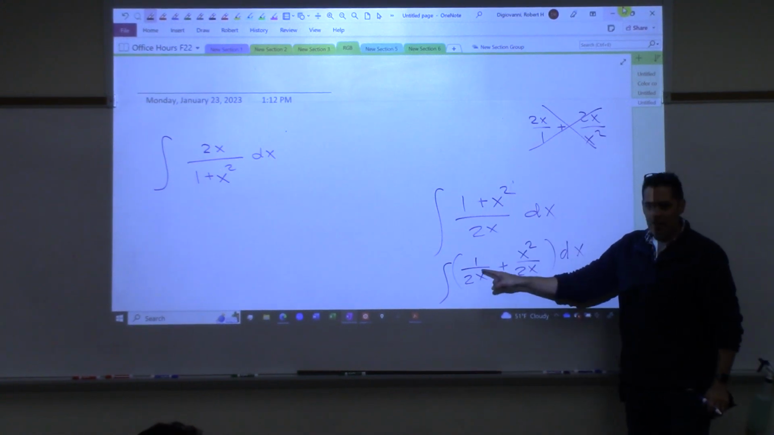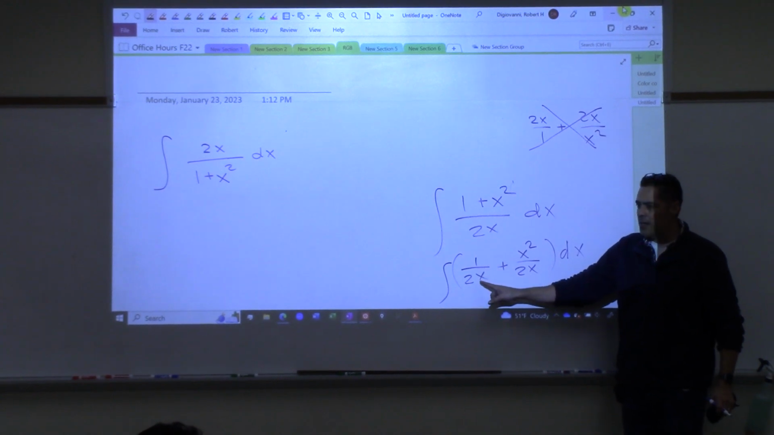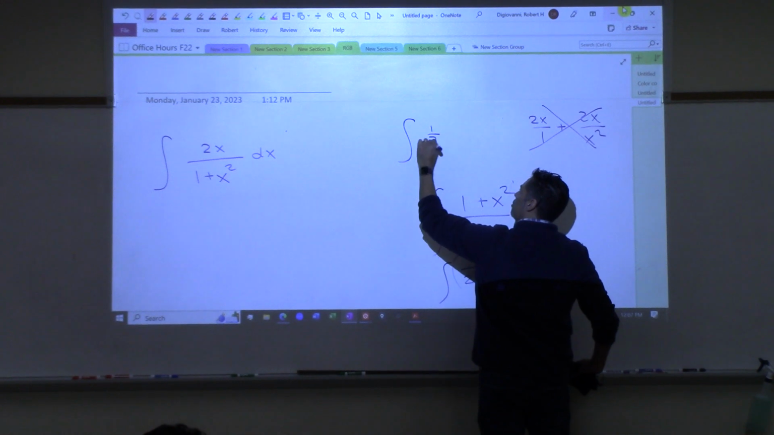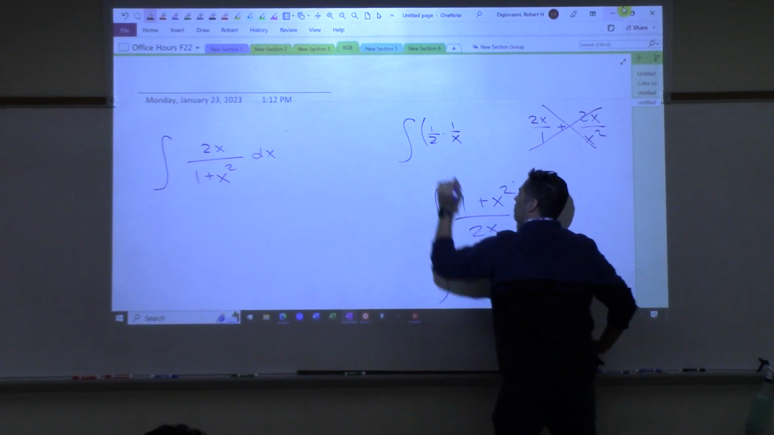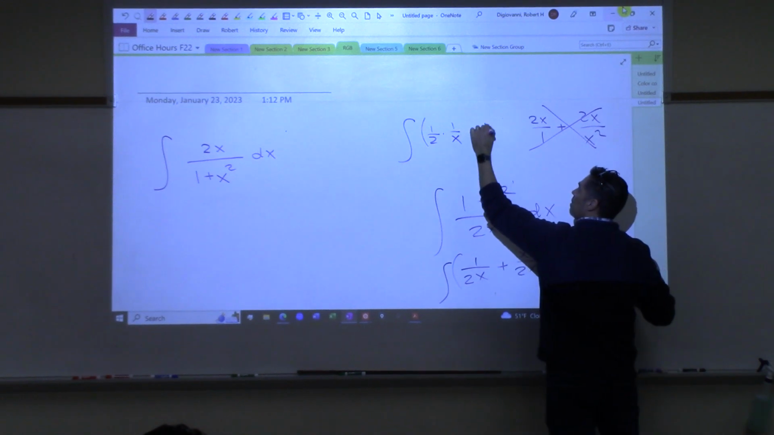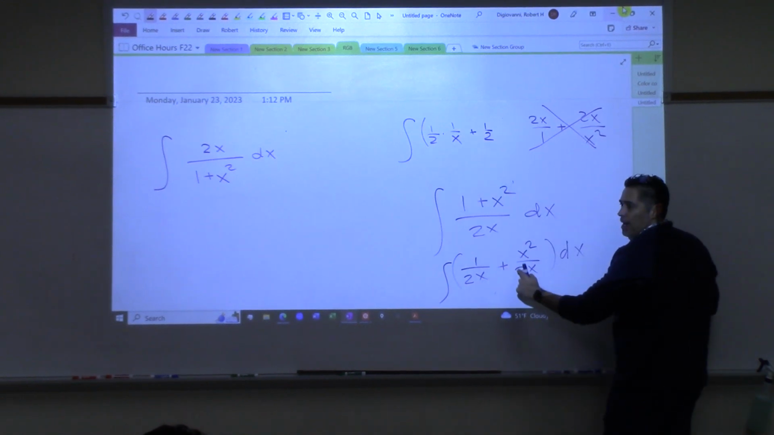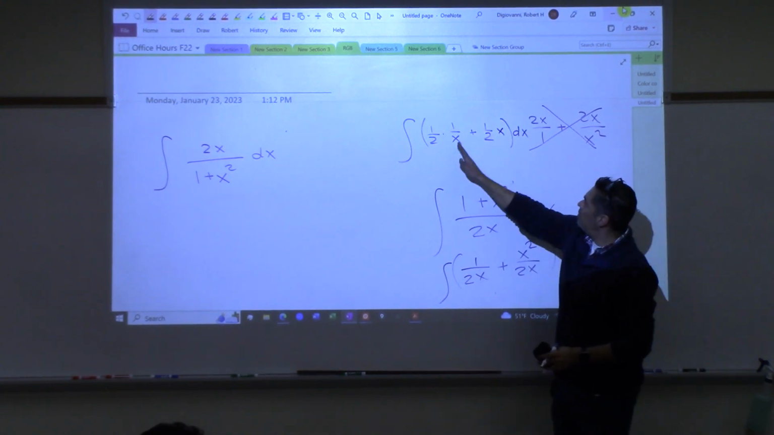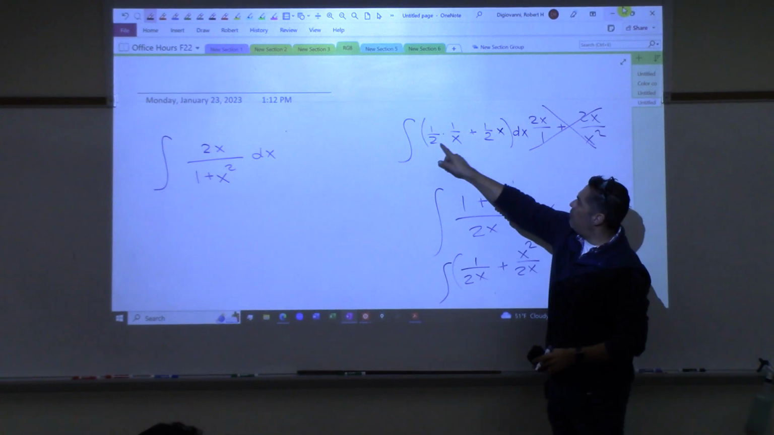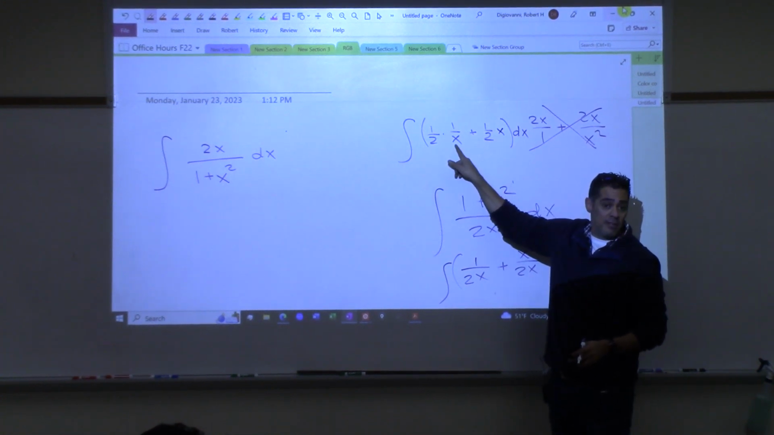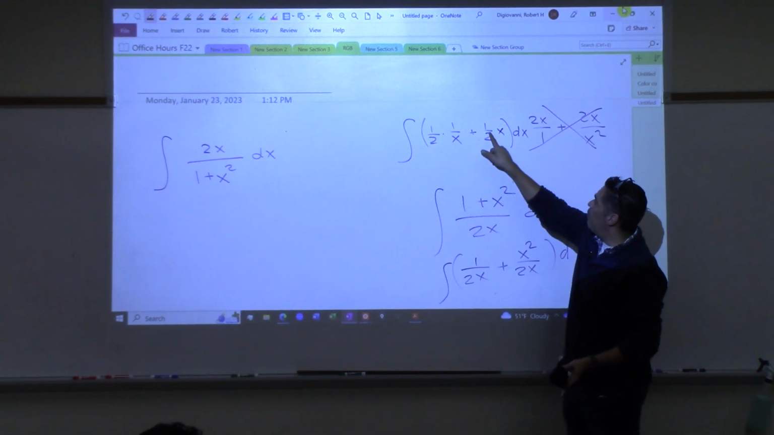Now this, I can handle by itself because that's really 1 over 2 times 1 over x. And over here, if I cancel one of the x's, that's really a 1/2, right? 1/2. And then x squared over x is x. Do you see that I can do each of those individually now? That 1/2 comes for the ride. The antiderivative of 1 over x is natural log, and then 1/2 comes for the ride.